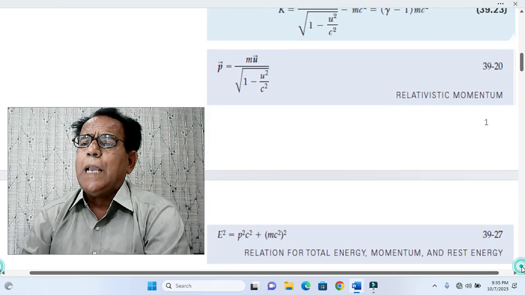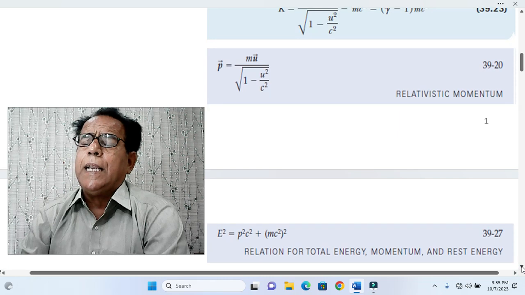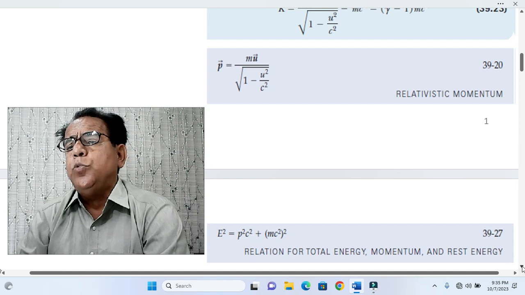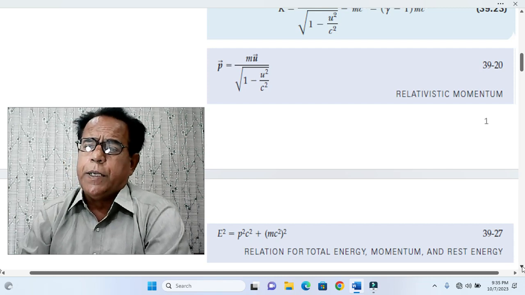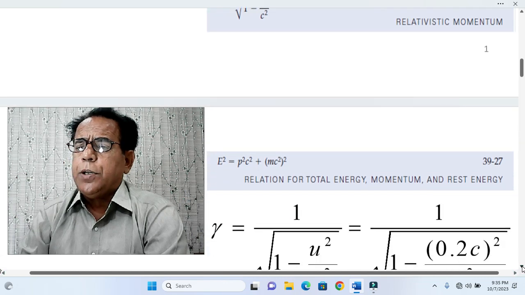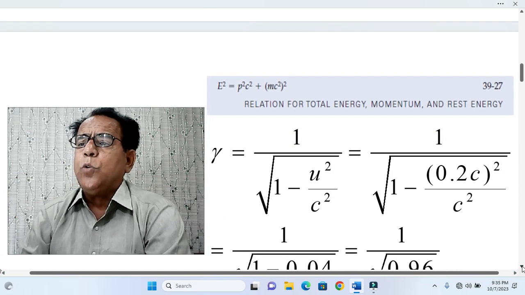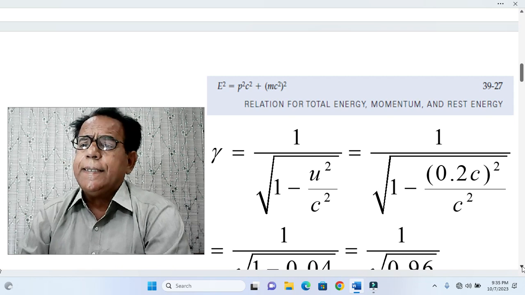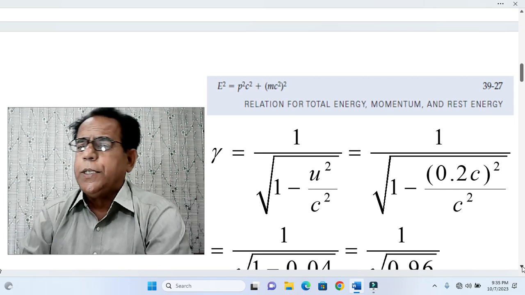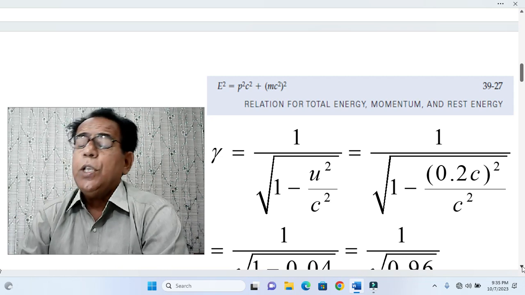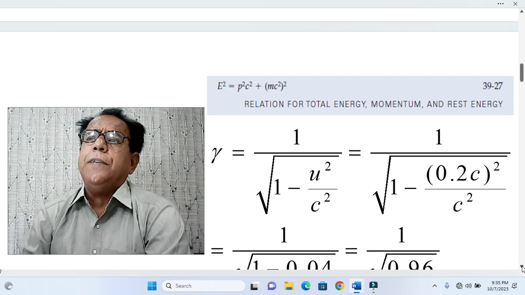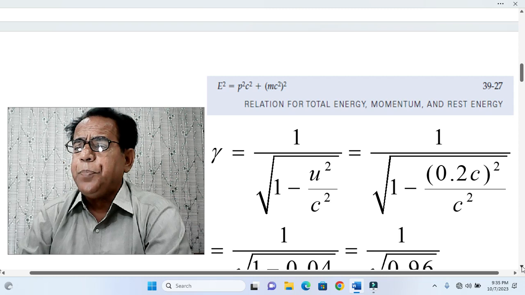Our next snapshot deals with relativistic momentum. Relativistic momentum P is equal to mu over under root 1 minus u square over c square. Our next snapshot deals with the relation for total energy, momentum and rest energy: E square equal to P square c square plus (mc square) whole square. So, dear students, using these snapshots, in accordance with the philosophy they convey, we are going to solve our problem.